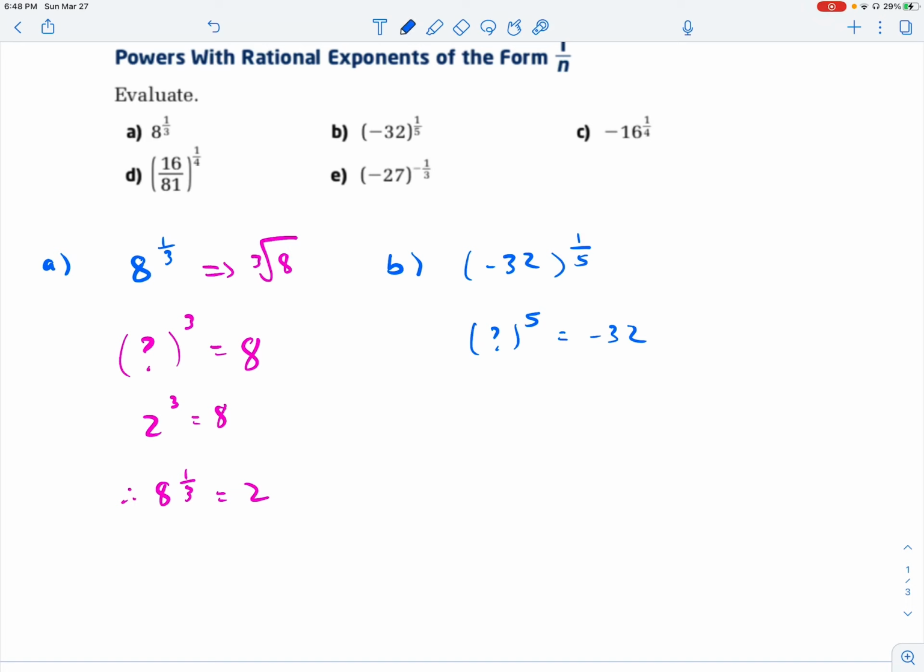All right, so if you want to pause the video and try to figure that out, you can. And our answer is going to be just negative 2. It has to be negative because the base is negative here. So negative 2 times itself 5 times equals negative 32.